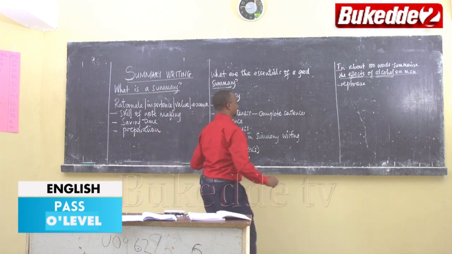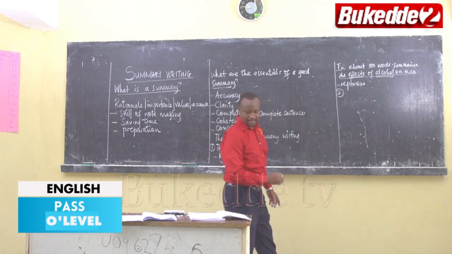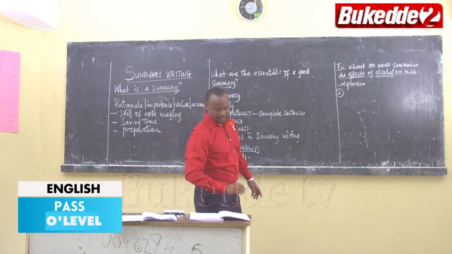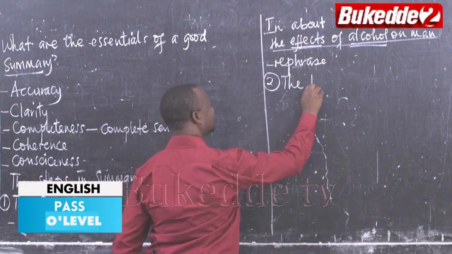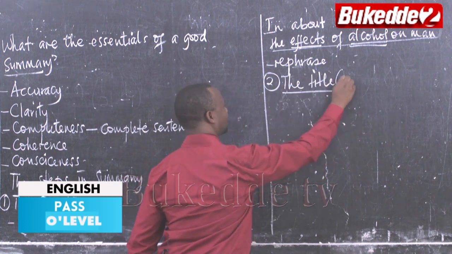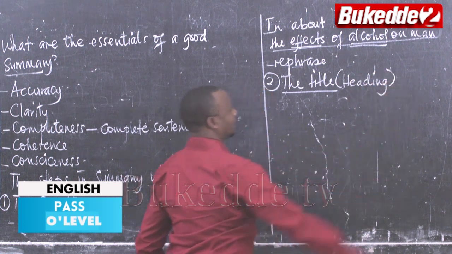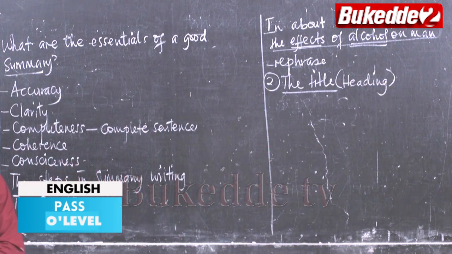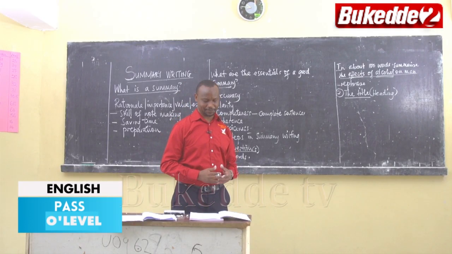The second aspect, after looking at the question critically, is the title. Where do you get the title? The title or the heading of your summary essay. The heading must be picked from the question. From the keywords of the question, you'll get the title.